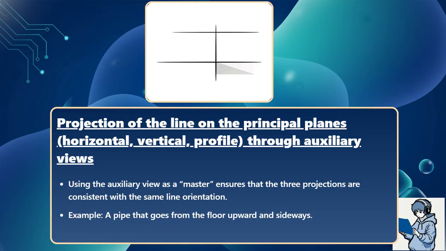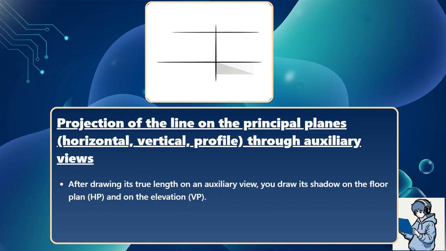Example: a pipe that goes from the floor upward and sideways. After drawing its true length on an auxiliary view, you draw its shadow on the floor plan HP and on the elevation VP. The three shadows together reconstruct the pipe's spatial path.